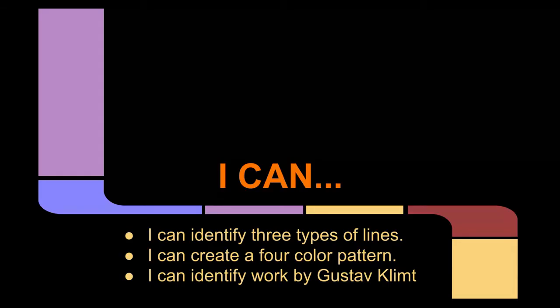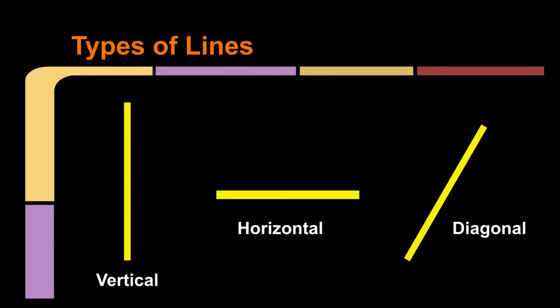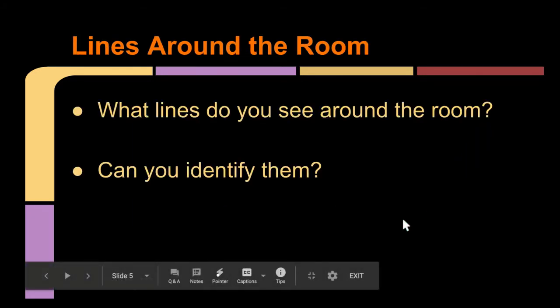So in our lines today, I know you're going to learn 3 different types of lines. You're going to be able to create a 4-color pattern, and you're going to be able to identify work by Gustav Klimt. So 3 types of lines are our vertical lines, as you can see, up and down, our horizontal lines, left to right, and a diagonal line that goes on an angle like this.